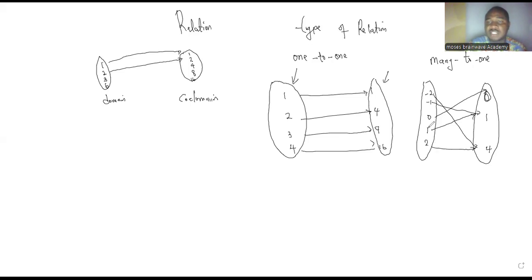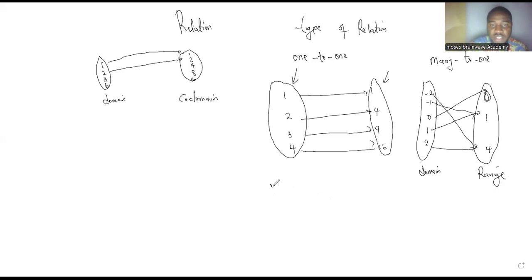Then you can say this is many-to-one: for many elements in the domain, you have exactly one in the codomain, or the range. As we go further, you will understand better. So this is a kind of many-to-one. We also have one-to-many. This kind of relation can be your absolute value function, which we'll discuss later. So let's come to many.